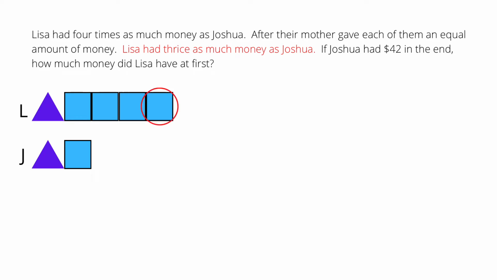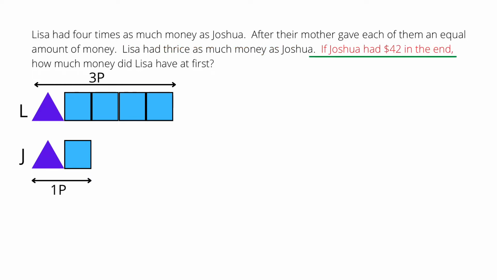You noticed this is 1 unit and this is 1 part. Both are representing a different value. That's why I use a different name for each. This sentence tells us that Joshua had $42 in the end. So this part equals $42. And we need to find out how much money did Lisa have at first. After we have put down all the information here, now we can start the game.